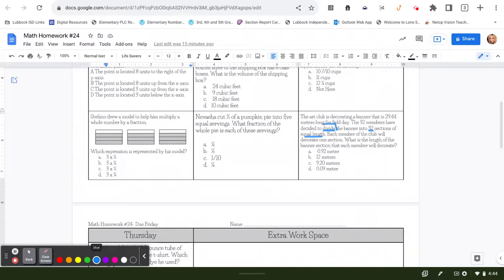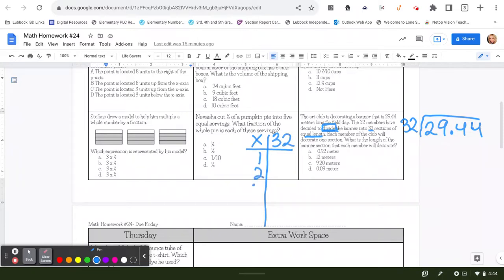Okay, look guys, it tells you right there. You're going to divide 29.44 divided by 32. I'm going to help you get your cheat sheet, and then you can do the division. You're good at that, but I don't want you to spend forever. Let's go to 5 on a cheat sheet.